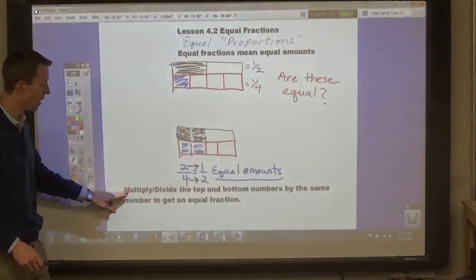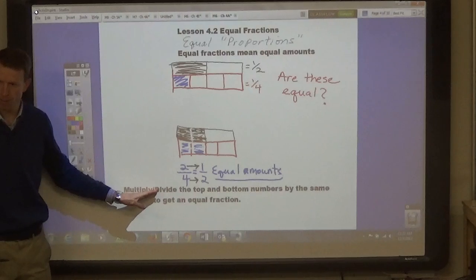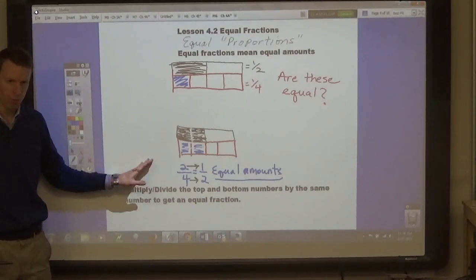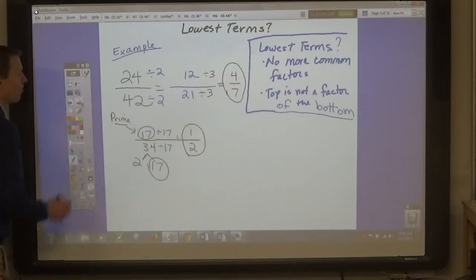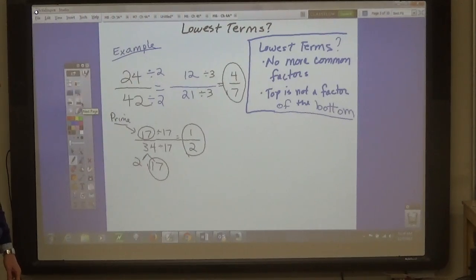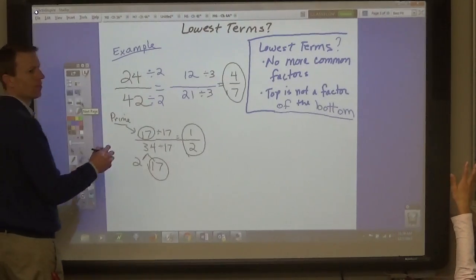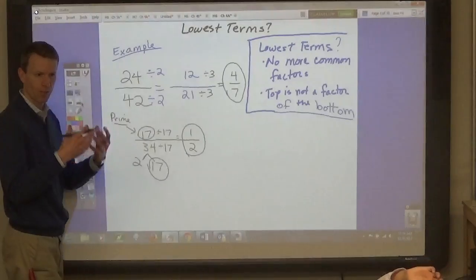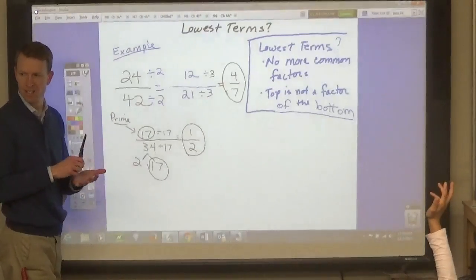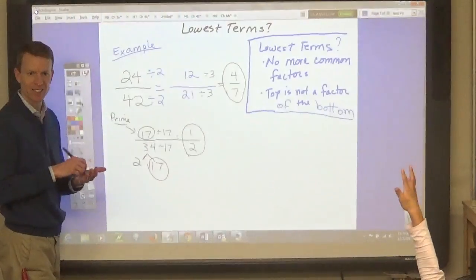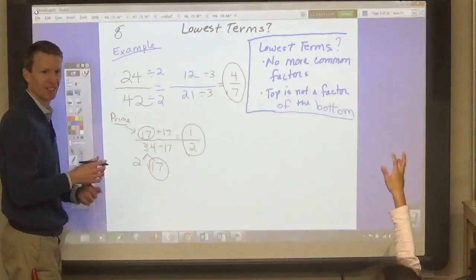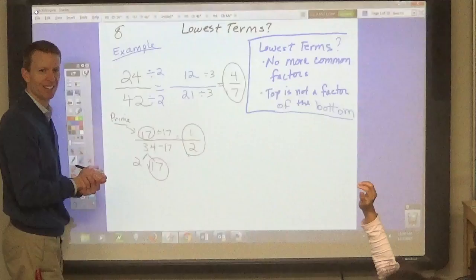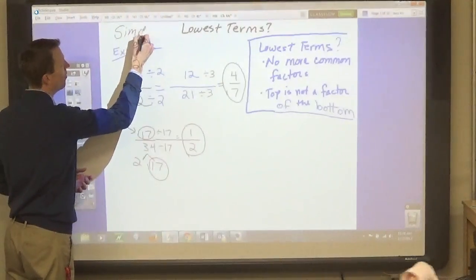And to find an equivalent fraction, you can multiply or divide the top number and the bottom number, so the numerator and the denominator, by the same number. And then you can also find lowest terms, or what's another word for lowest terms? It's on your sheet. Starts with an S. Now we're getting there. Abby? Simplest form. Simplest form.